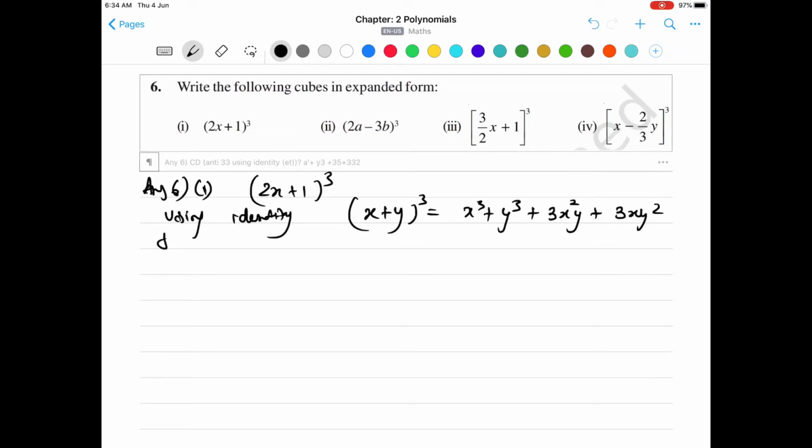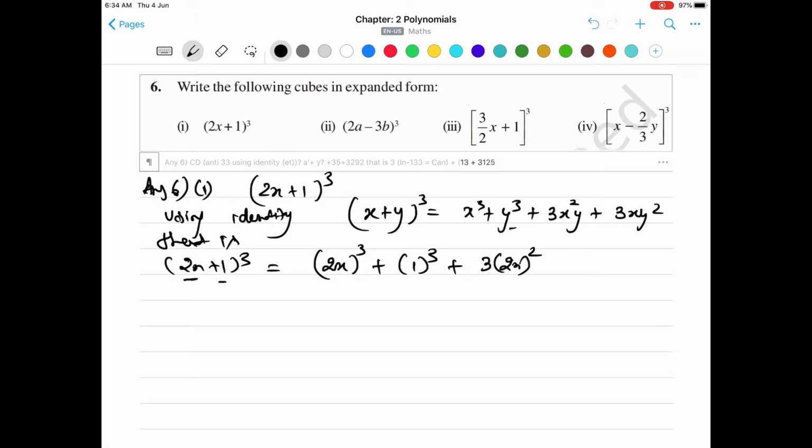We have (2x + 1) whole cube, which is equal to, here x is 2x and y is 1. So we'll write x cube, meaning (2x) whole cube. Then we have y cube, meaning 1 whole cube. Then plus 3x square y, where x is 2x, whole square, and y is 1. Then we have 3xy square, that means 3 times 2x times 1 square.